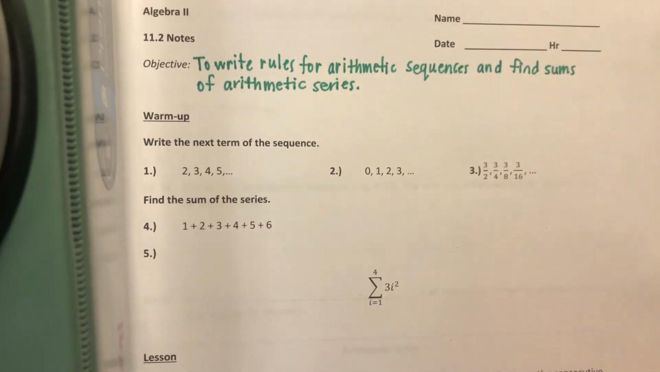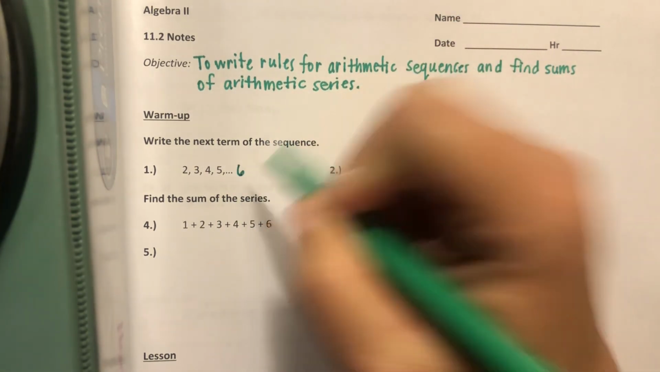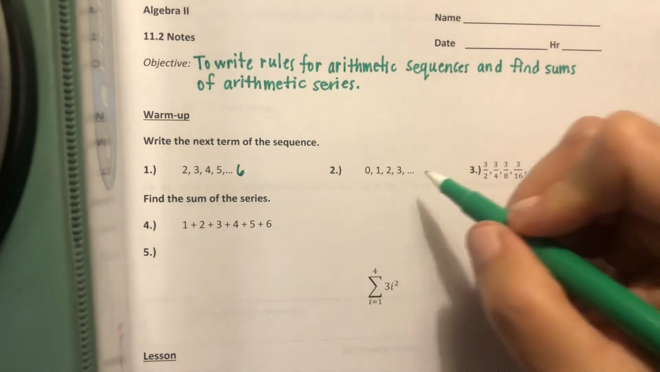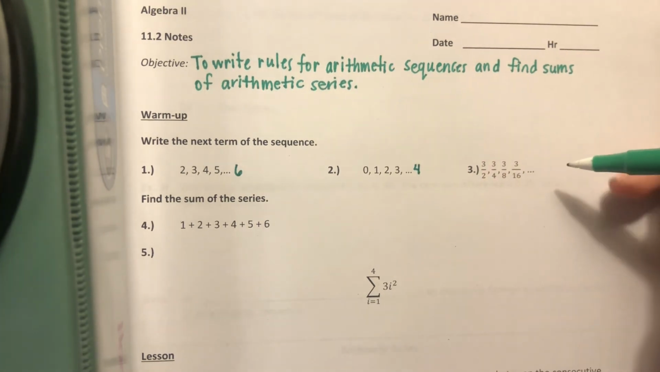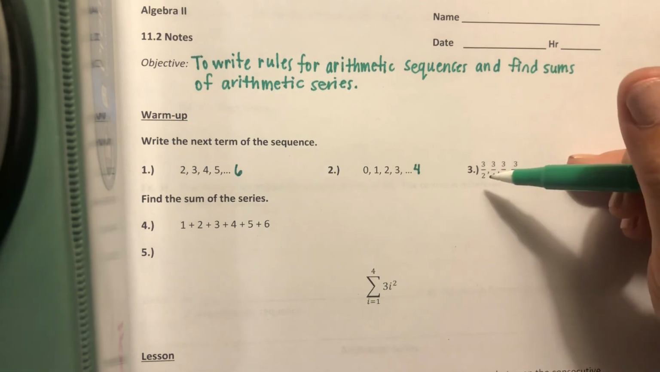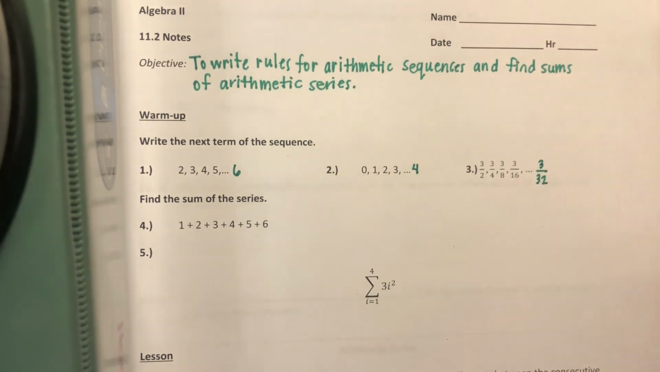Okay, so for the section today, we're going to be writing rules for arithmetic sequences and finding sums of arithmetic sequences. So we have a specific type of sequence today, whereas yesterday it was kind of just looking at them in general. So if we look at this sequence 2, 3, 4, 5, obviously 6 would be our next one, 0, 1, 2, 3, 4 would be the next one. 3, the numerator is staying the same and the denominator is getting multiplied by 2, so this would be 3 over 32.